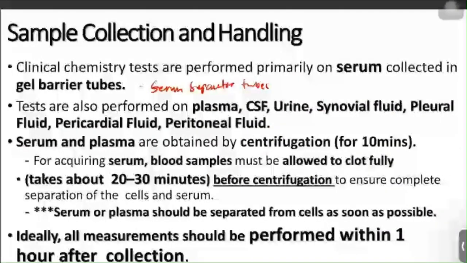Then, serum and plasma are obtained by centrifugation for about 10 minutes. But it depends on the institution how long you will centrifuge your specimen. Some institutions require 15 minutes.